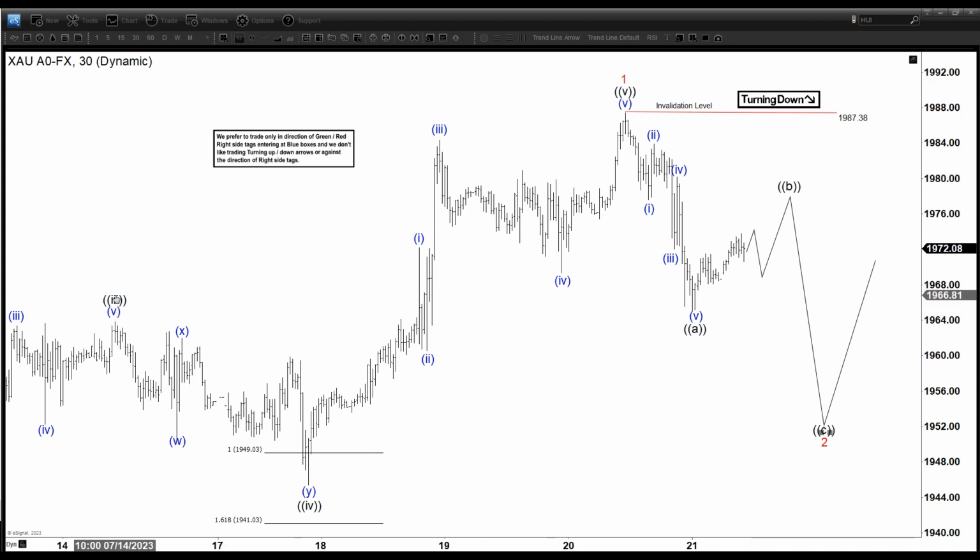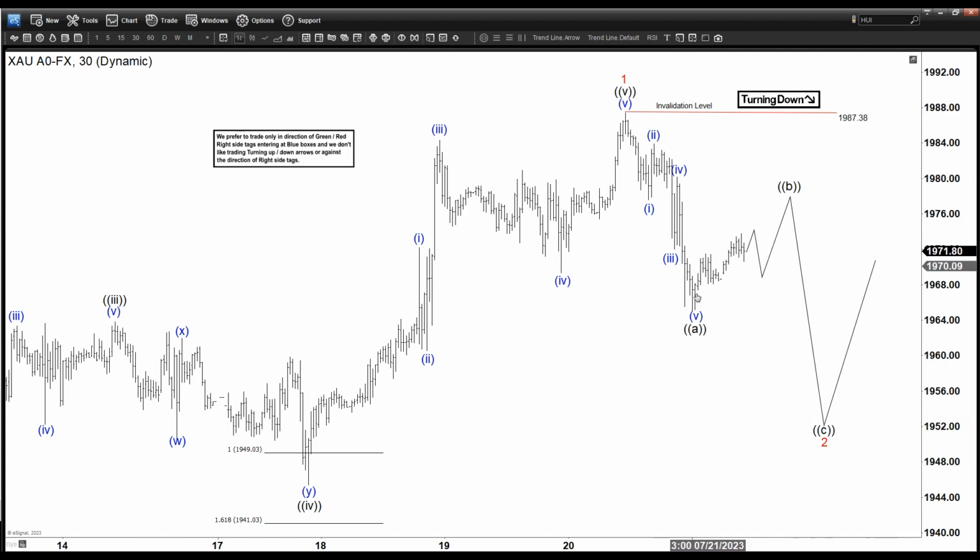Now we can see right here we finished with 3, with 4, and then with 5 ended here. That ended with 1 in the larger degree. So it is an impulse to the upside. And now we are looking for an ABC pullback in the form of a zigzag to finish with 2 before it goes higher again.